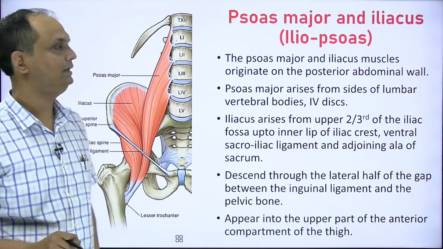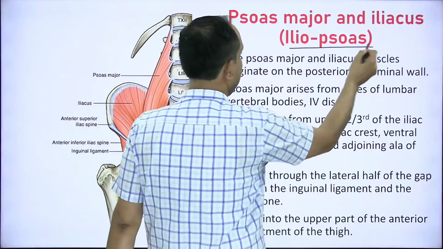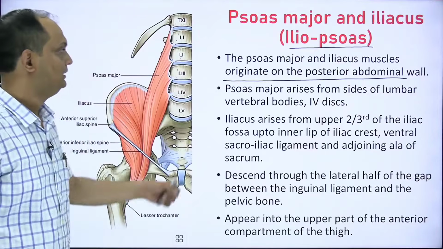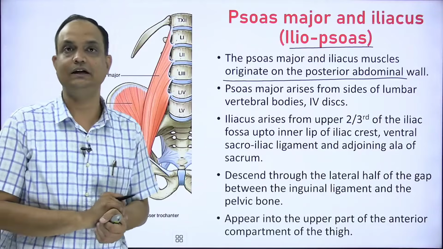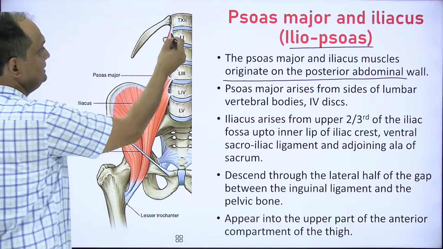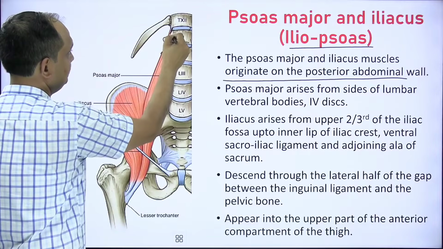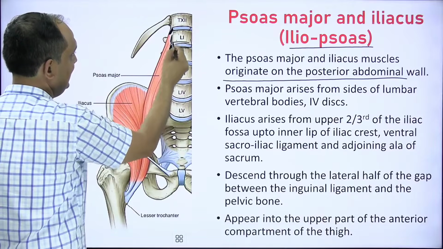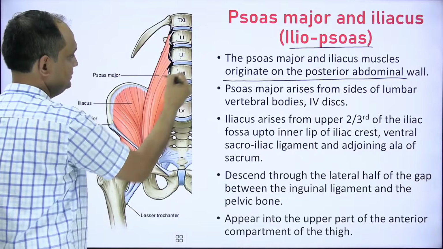One is the psoas major, another is the iliacus, and they are commonly known as iliopsoas. Both muscles originate from the posterior abdominal wall. The psoas major arises from the side of the lumbar vertebral bodies and intervertebral disc. Here you can see the intervertebral discs, and this is the origin of the muscle fibers from the intervertebral disc and from the side of your lumbar vertebra in the form of arches.